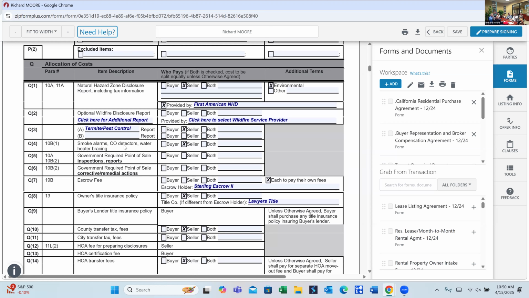And then Q4, smoke alarms, carbon monoxide detectors, water heater bracing. It's common the seller pay for the remediation. Section Q5 and Q6, government required point of sale inspections reports, government required point of sale corrective remedial actions.